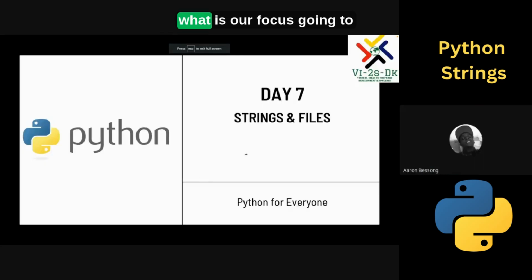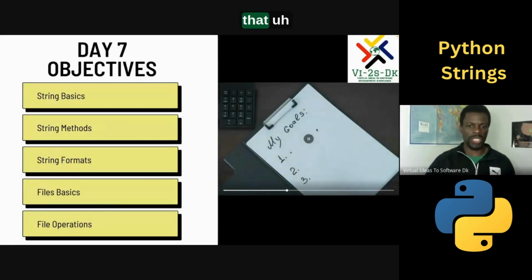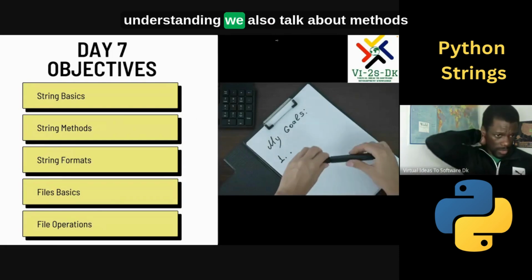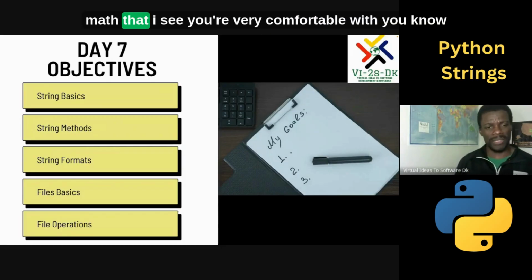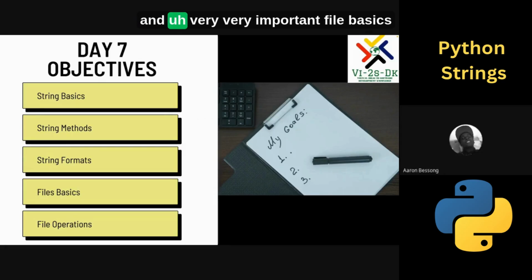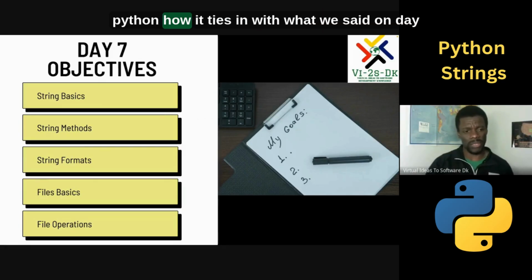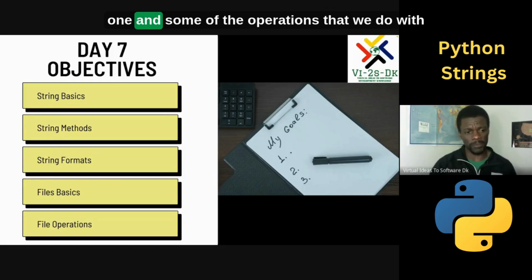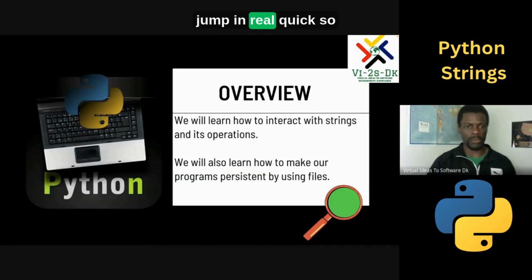So what is our focus going to be on? Our focus will be on the string basics. We try to achieve that understanding. We'll also talk about methods of strings. Strings have wonderful methods that help us out a lot. And the string formats that I see you're very comfortable with, break down a little bit of history, and very, very important, file basics. We're going to talk about how we use files in Python, how it ties in with what we said on day 1, and some of the operations that we do with files. So without much ado, let's jump in real quick.